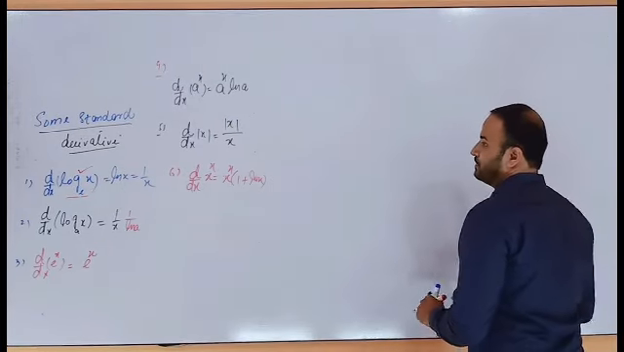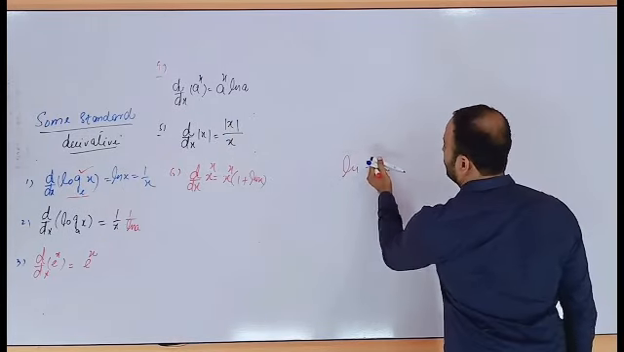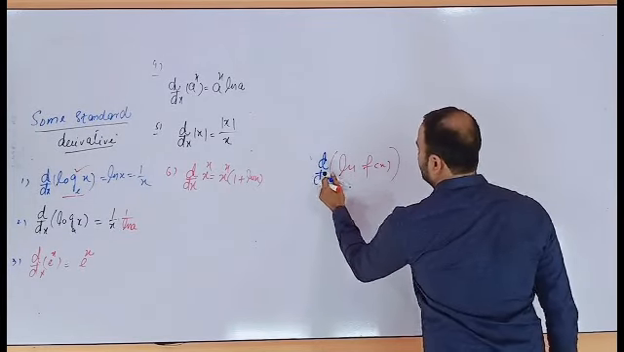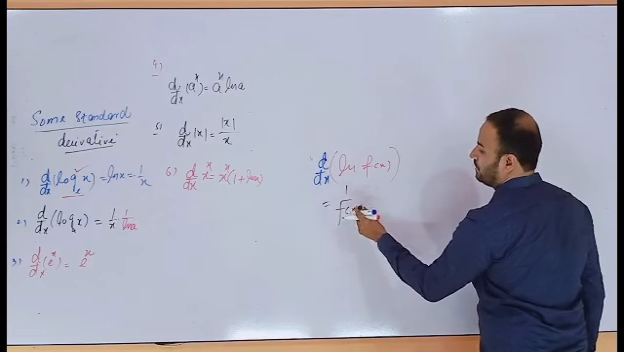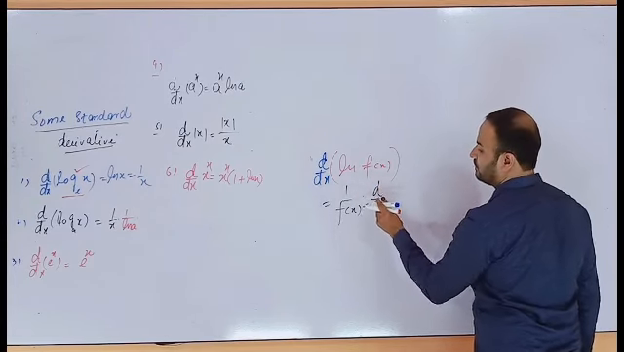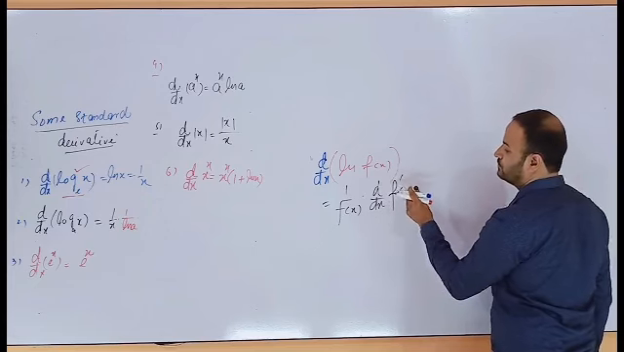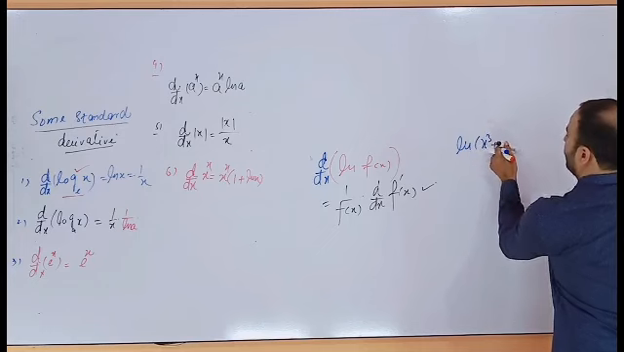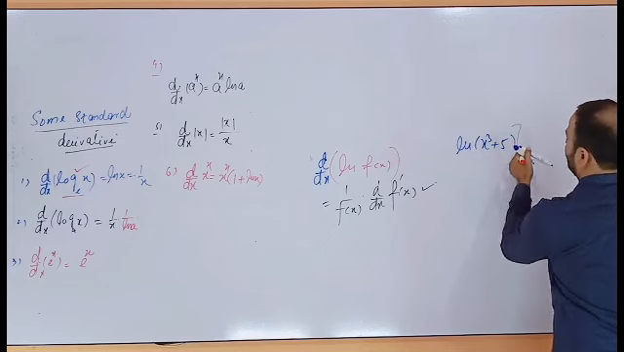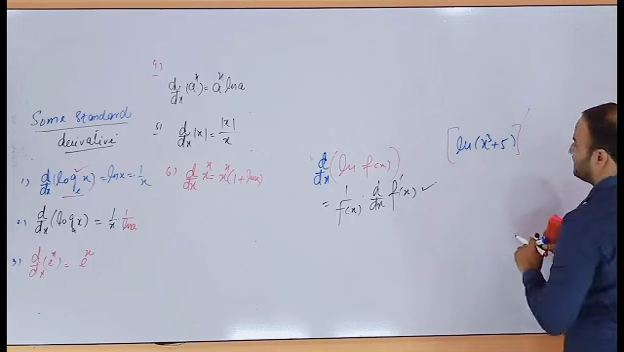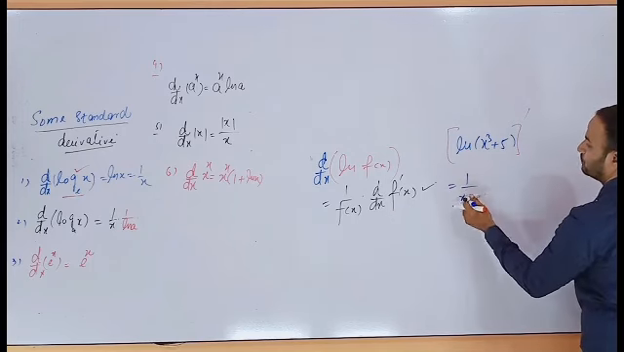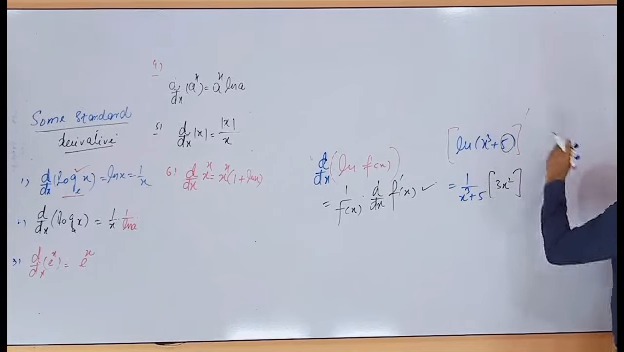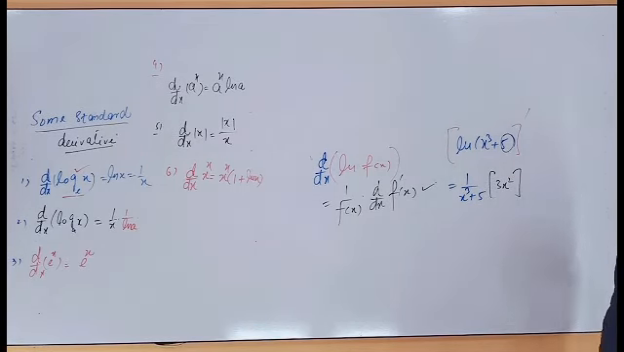Okay, if there is a function and you want to take the derivative of log f of x, so it is nothing but 1 over f of x, and you should take the derivative of what is inside the log. For example, if you want to take the derivative of log of x cube plus 5, the derivative of this is 1 over x cube plus 5 and 3x square, and the derivative of 5 is 0 because it is a constant quantity.